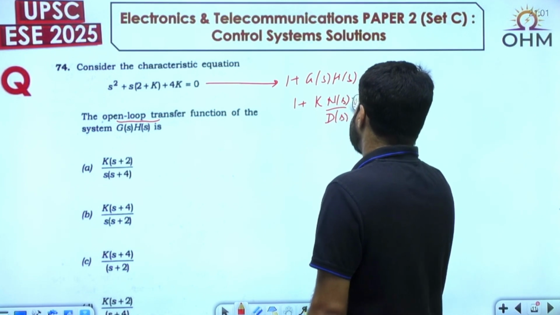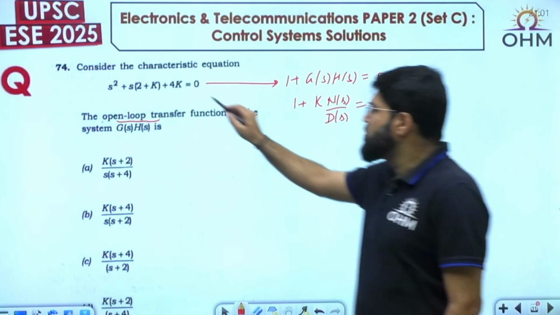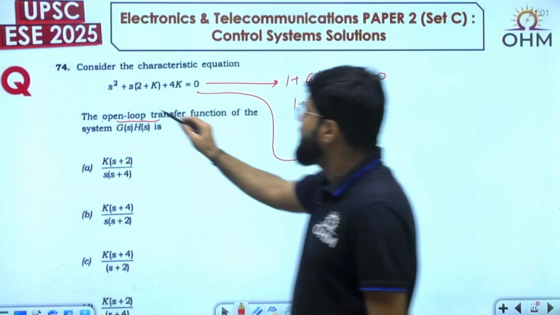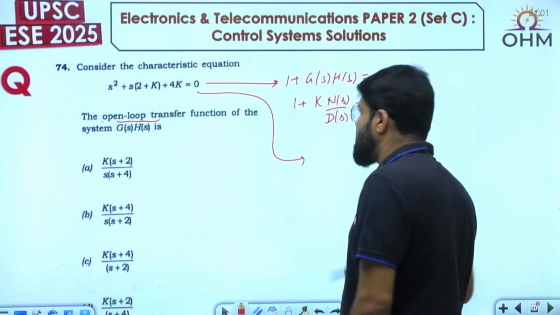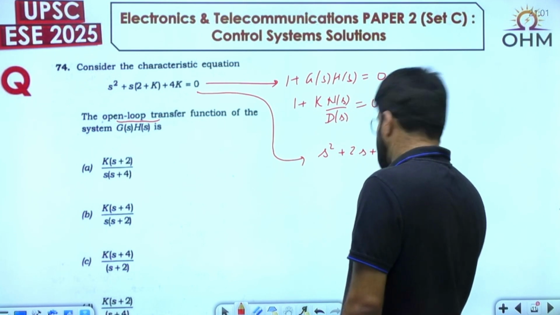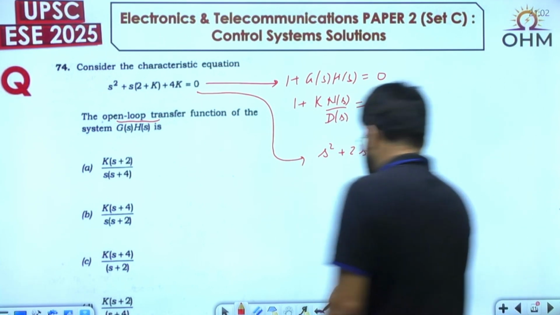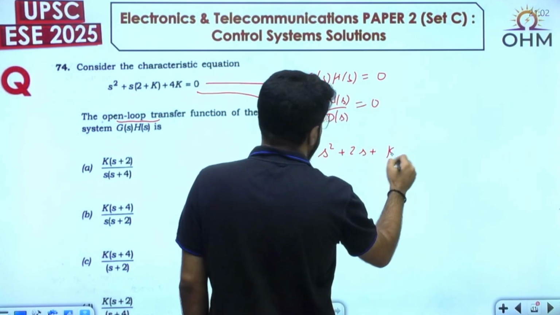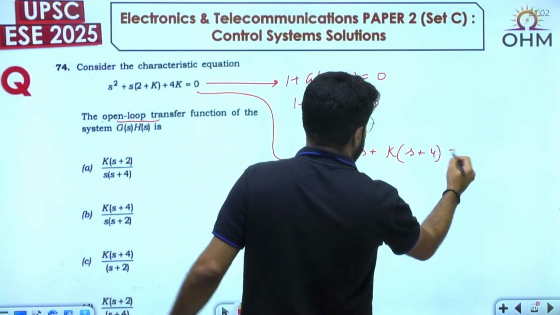G(s)H(s) may be arranged this way, 1 plus K N by D. So what you can do is take the given characteristic equation; I have to separate out K. So I can write it this way, s square plus 2s plus sK plus 4K. If I take K common, it is K times (s plus 4). This is equal to 0.